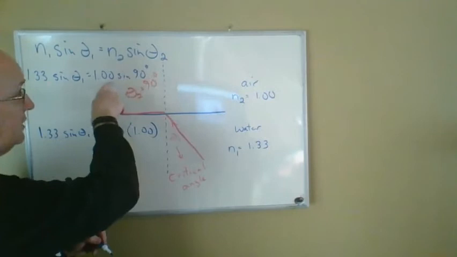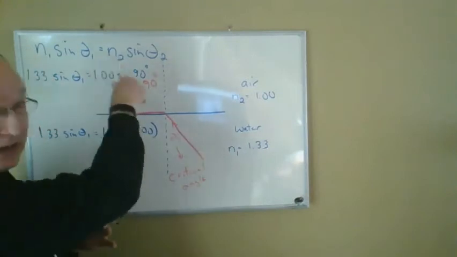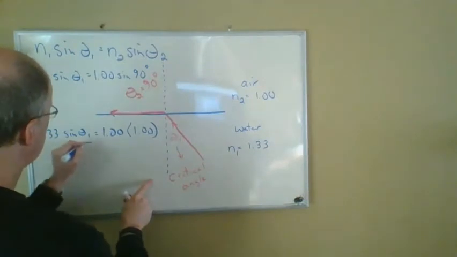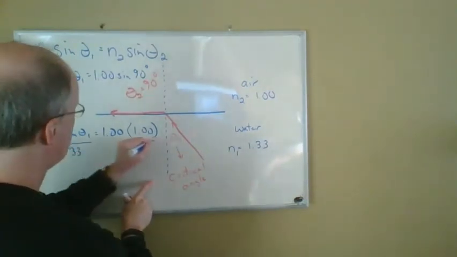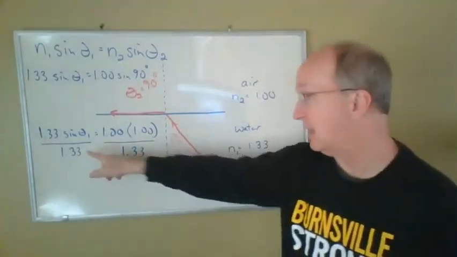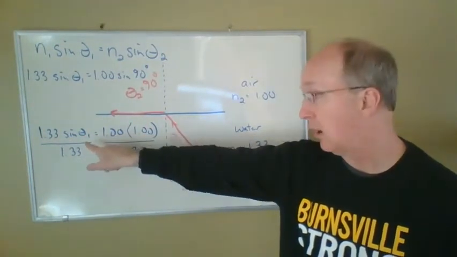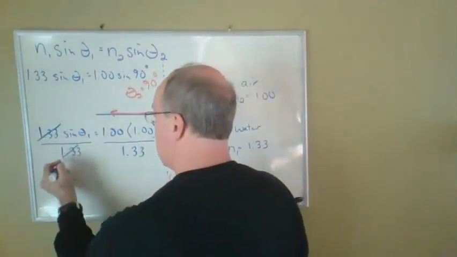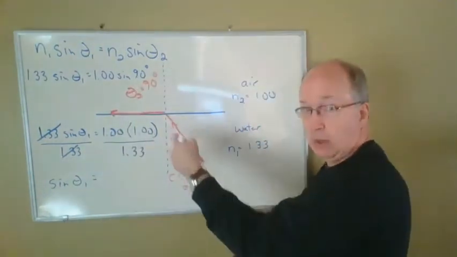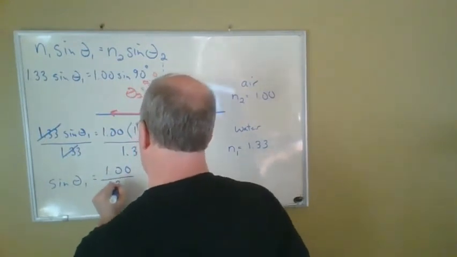So both of these things on this side, for this problem, not for every problem, it all depends on what the n is, but the sine of 90 degrees is 1. So that's 1 here. So then I'm going to do some algebra. I'm going to divide both sides by 1.33, right? Because I want to find theta 1, so I've got to get it alone. All right, so now this cancels, and what I have is sine of theta 1 equals 1 times 1, 1, divided by 1.33.